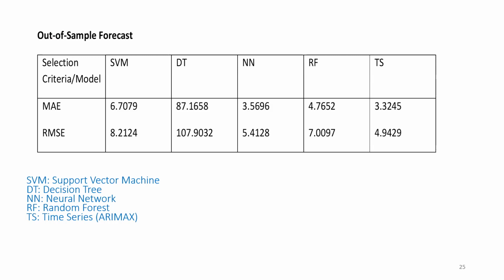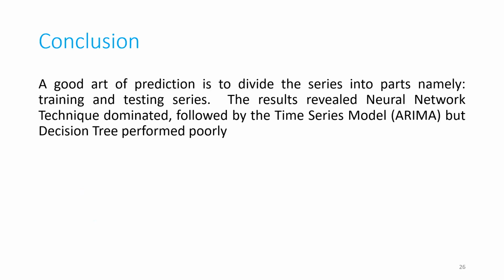To wrap up, the good art of prediction is to divide the series into two parts, testing and training. Then for the result, we found out that the neural network dominated, followed by the time series model, which is the ARMA. But the decision tree performed poorly. We also have other methods we can use, but for this talk, we just decided to use these.